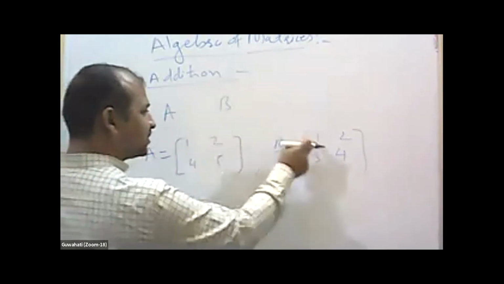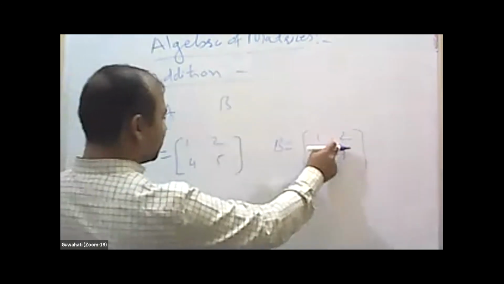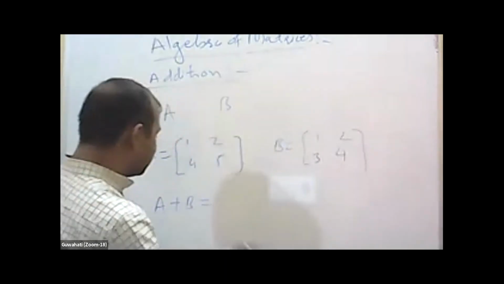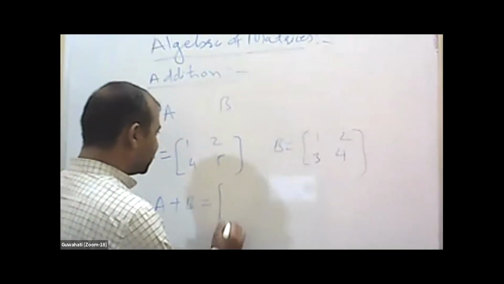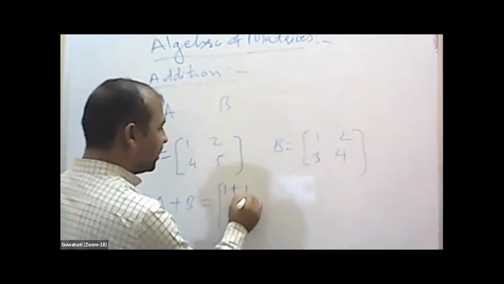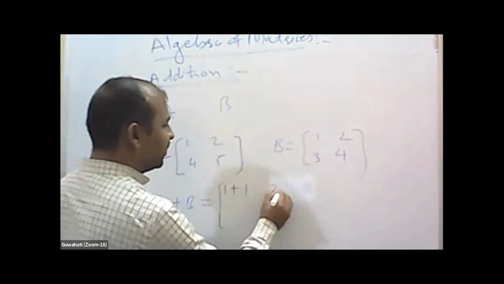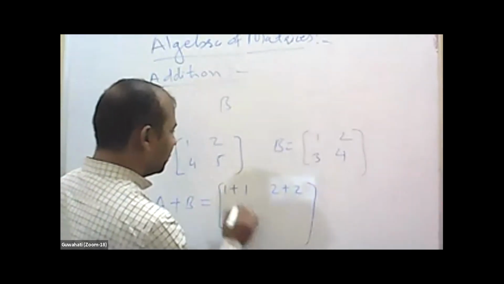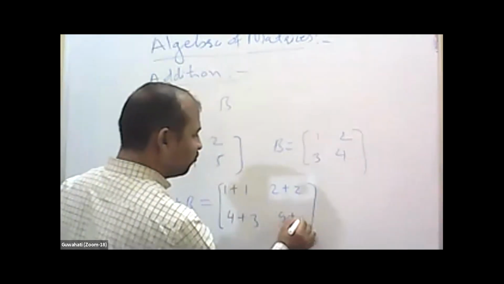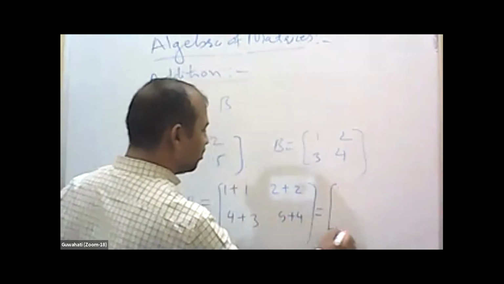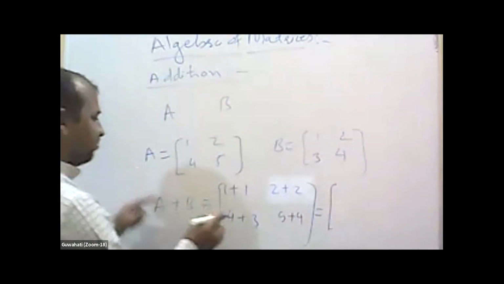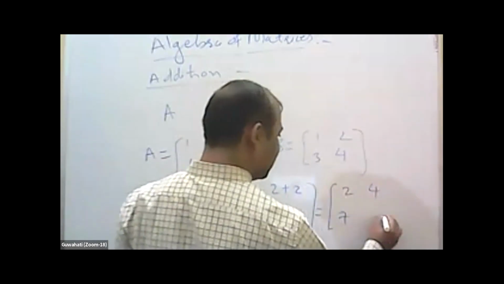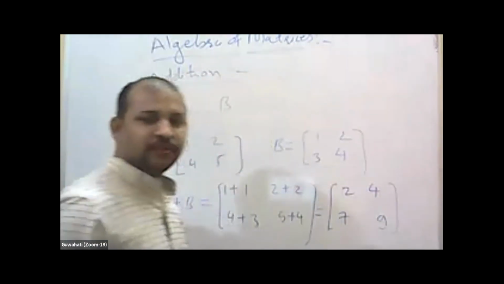So addition of A plus B means what? We will add first element to first element, second element to second element, and so on. So A plus B is nothing but 1 plus 1, this is 2 plus 2, this is 4 plus 3, and 5 plus 4. So this is the addition of the matrices A and B: 2, 4, 7 and 9. This is A plus B.